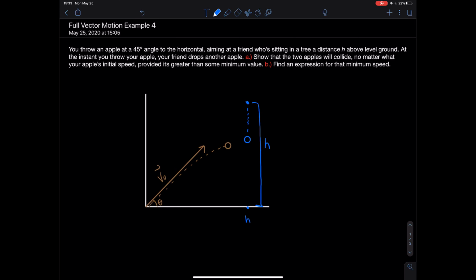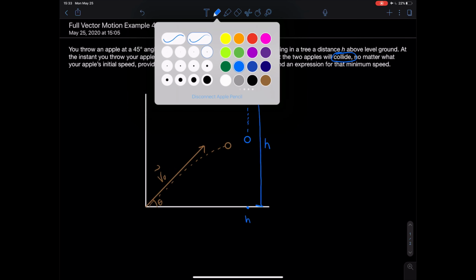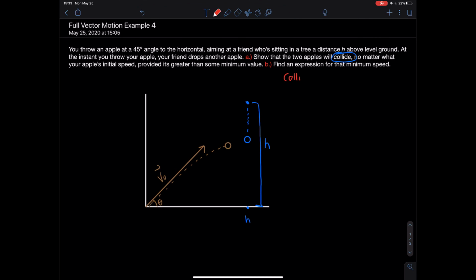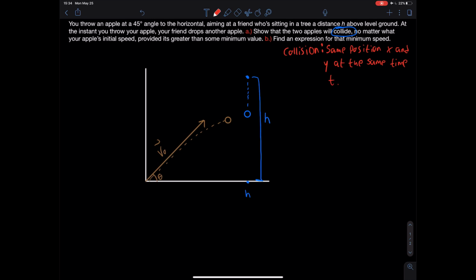All right, now one other thing that is always useful in these kinematic problems that involve collisions, we want to make a note. Whenever we're talking about a collision, mathematically a good way to approach this is the same position x and y at the same time t.